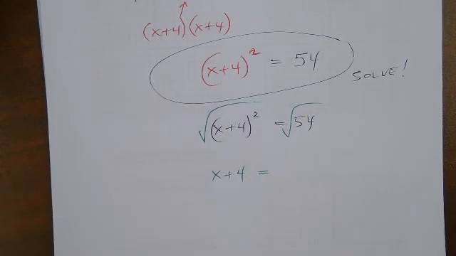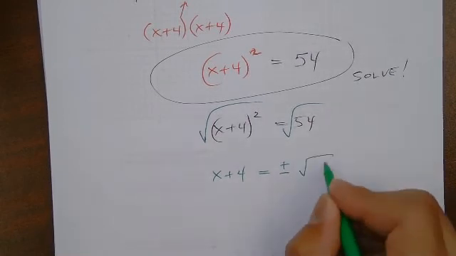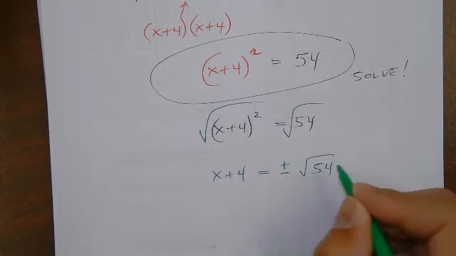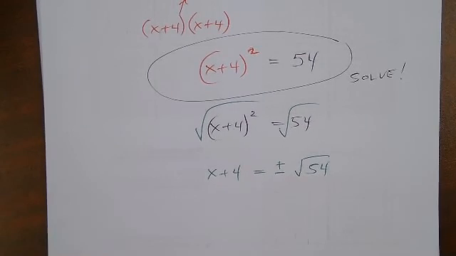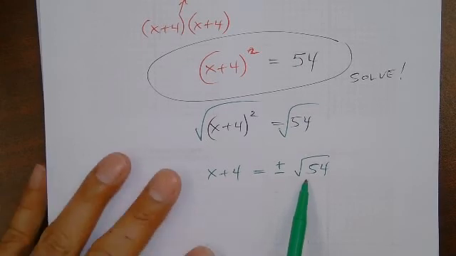Okay, square root both sides. And you're going to get x plus 4 equals plus minus. Remember, nothing's going to tell you to do that. You have to know. X plus 4 is equal to the square root of 54. Yeah? All right. Now, do not move this number over until you're finished with this side.